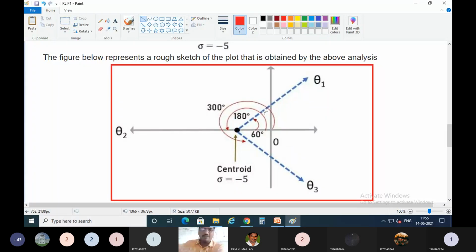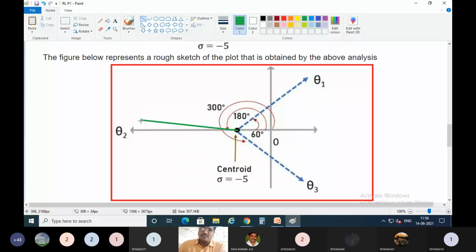So I will draw a clear diagram for you. So how should you draw the angles of asymptotes? First theta 1, let us draw like this. Where I started, from the centroid you can start. So this is 60 degrees, from the real axis to theta 1. This is 60.